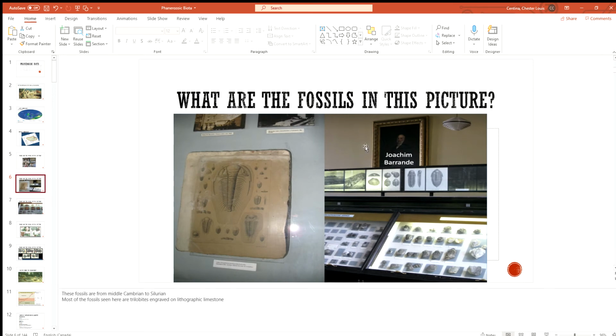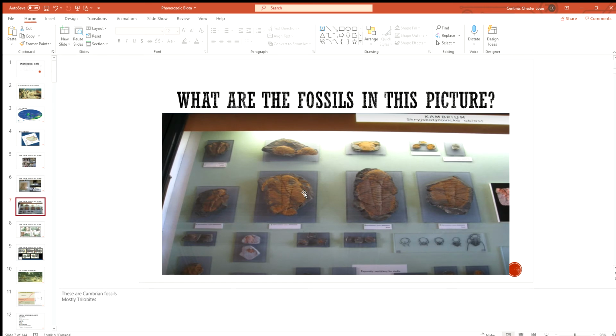Joachim is talked about. Basically, just to summarize everything he said, he is a person who studied fossils, specifically trilobites, and engraved them in lithographic limestones seen here. Most of the fossils presented are brachiopods, such as this one, and trilobites. Here is another fossil of trilobites. Most of it is from the Cambrian.